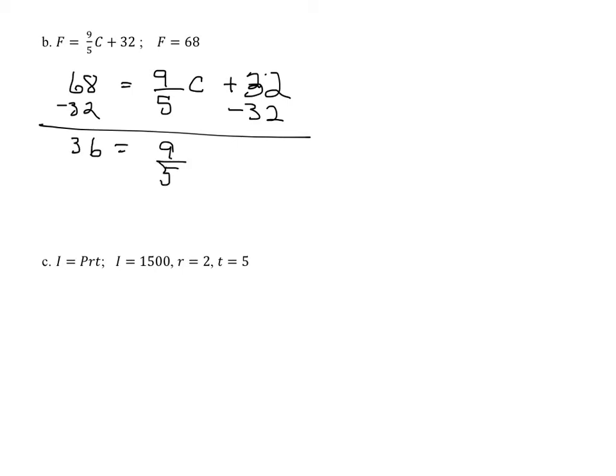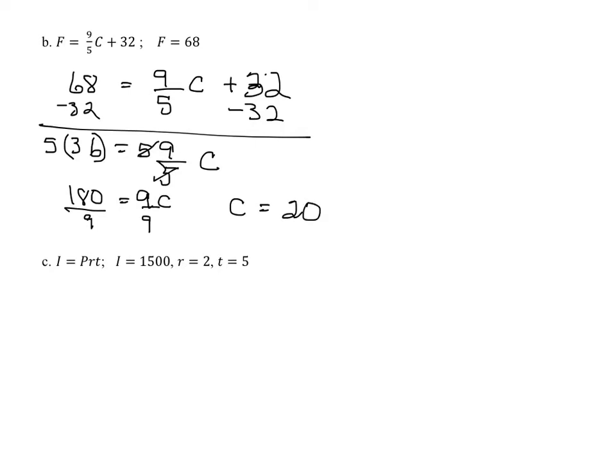Oh, this is a good chance to get rid of the 5. So I'm going to multiply both sides by 5, clear that fraction. 180 is equal to 9C, right? The 5's divide out, divided by 9. C is equal to 20.